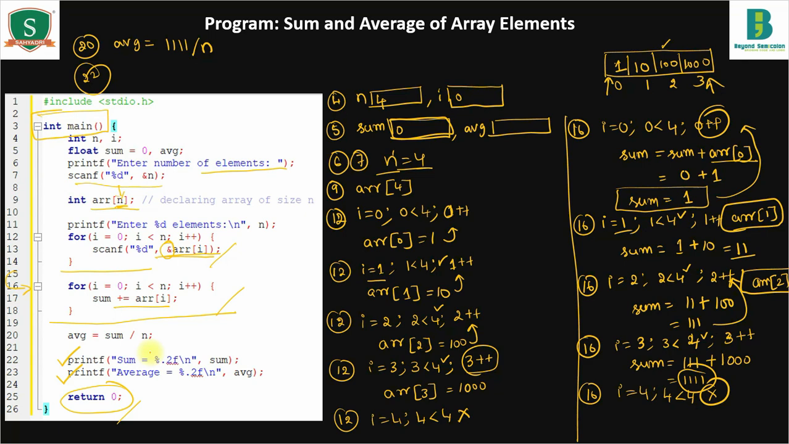That's it for program 13, sum and average of array elements. In the next video, we will see maximum and minimum elements in an array. It is another simple yet powerful logic that builds right on top of what we did today.